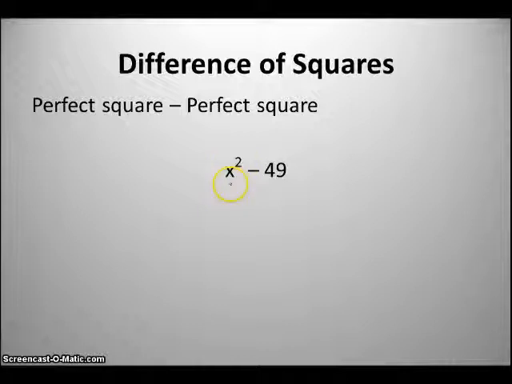Can you take the square root of x squared? Well, sure, that's just x. Now, what about 49? Can you take the square root of 49? Yes, that's 7 times 7. Okay, but I want to get a negative 49. So positive 7 times a positive 7 will only give me a positive 49. So I know one is going to be negative and the other is going to be positive. So when I factor it, I'm going to have x plus 7 times x minus 7.